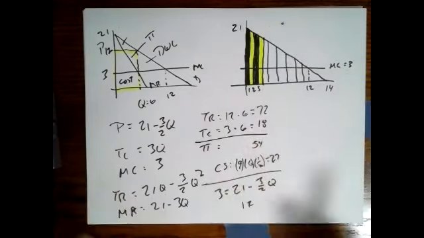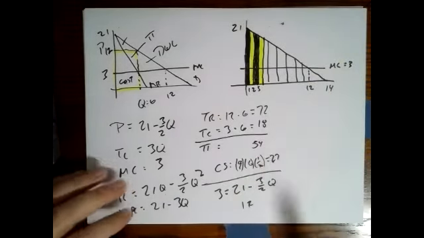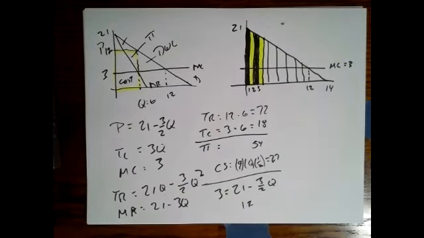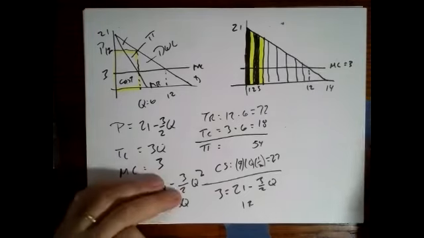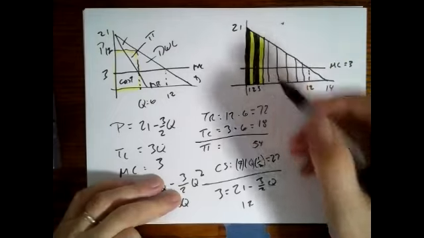And so the university wouldn't charge $3 if this was a competitive market. The university would charge a price of $3 to everybody. What they do instead is they charge different prices to each student, up to the maximum that they would be willing to pay.